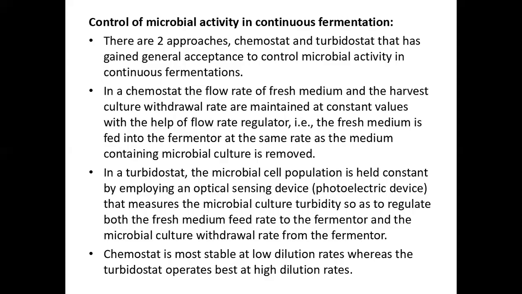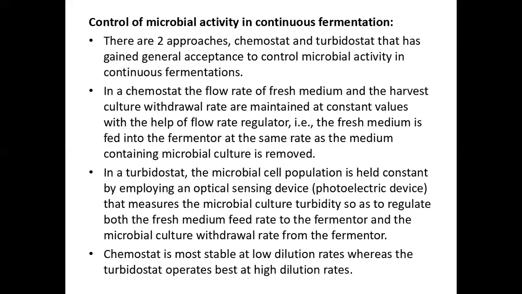Next, control of microbial activity in continuous fermentation. So, how to know what is the status of the microorganisms, what is the status of the media components, and how to control them? There are two approaches to this. One is chemostat, and the other one is turbidostat. So, what is chemostat? In this method, we will be maintaining the concentration of a particular nutrient, a key nutrient, at a particular concentration.